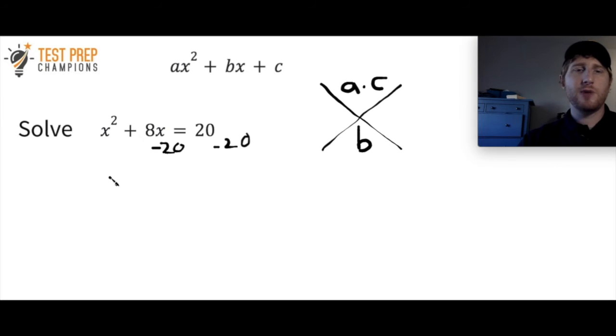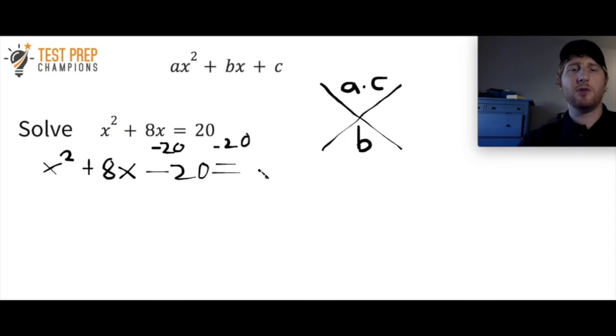And really, before we even begin, I just want to rewrite this whole thing as x squared plus 8x minus 20 equals 0. And you don't really need to write this equals 0, but hopefully you see the point.